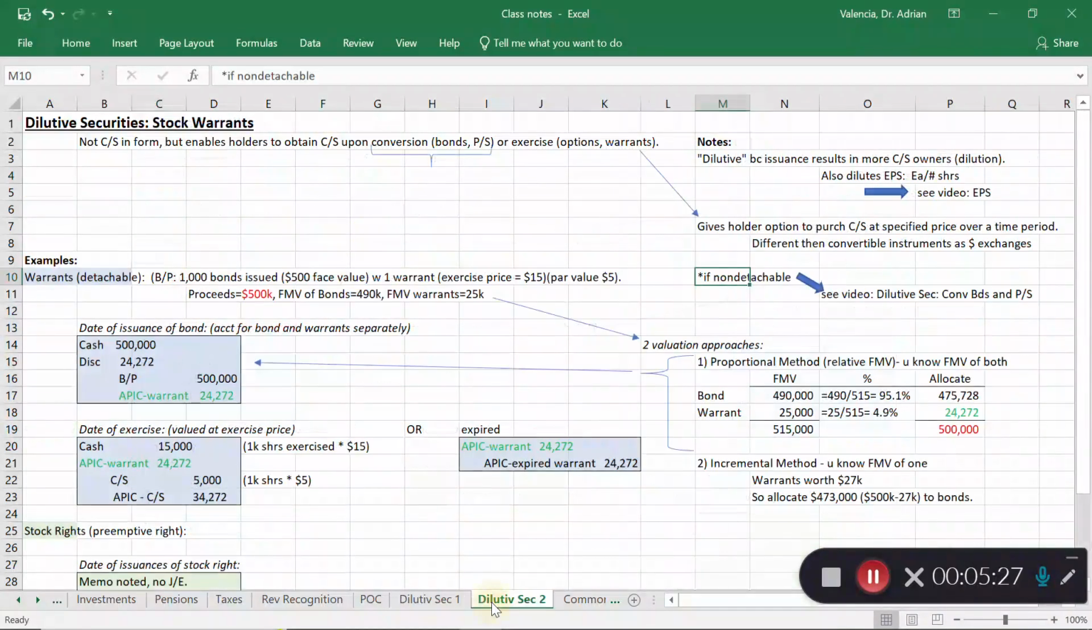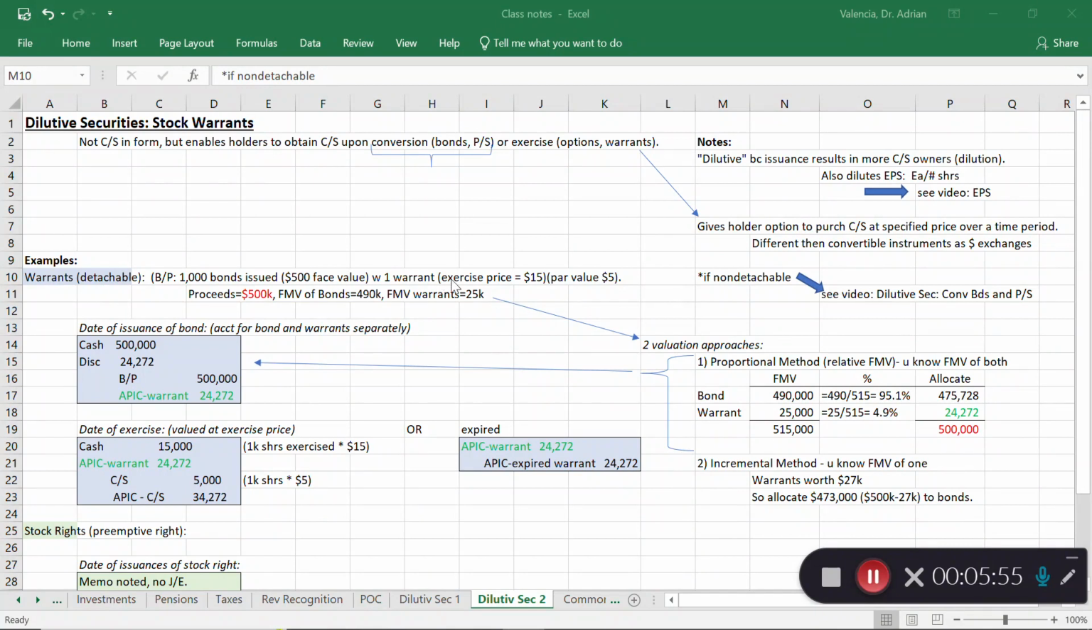Whereas now we're saying, since this is a detachable component, I'm going to account for it separately. So let me give you an example. We have a bond payable that is issued. The company issues 1,000 bonds at $500 face value. And each bond has one detachable warrant. Let's be very clear about that.